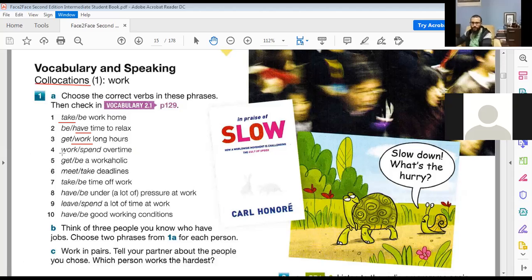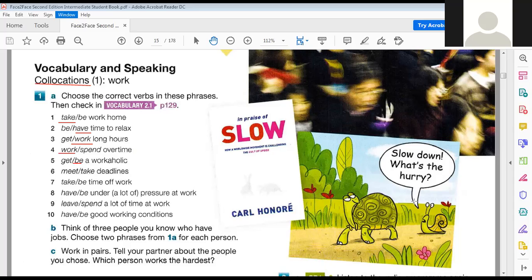This is the idea. Okay, what about number 4? Overtime? Work overtime. Correct. Number 5, a workaholic? Be a workaholic. Correct. Okay, what about this one? The one about deadlines? Take deadlines. That's wrong. It's meet deadlines.